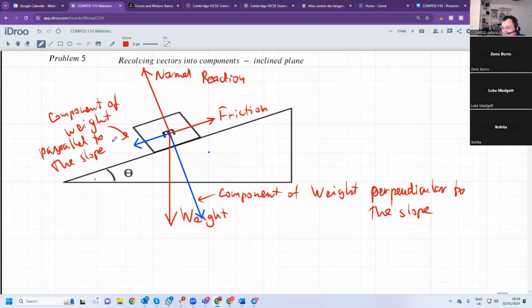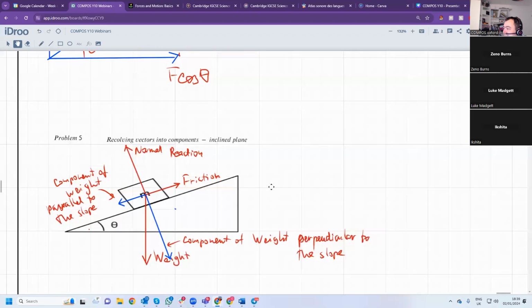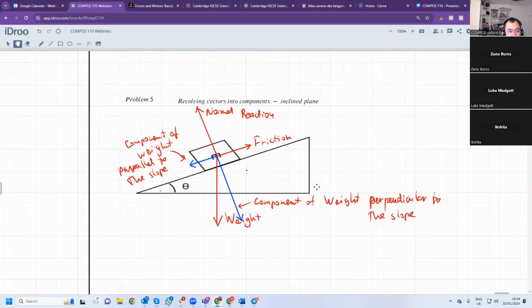Okay, getting more intense, right? Getting more and more interesting. We started simple and now we're going harder. So how well do you understand this? How well do you understand what I've just done?